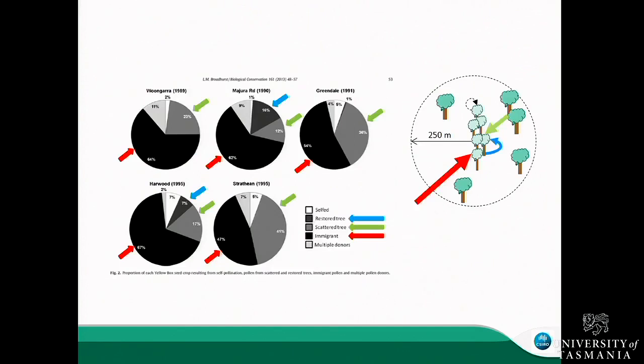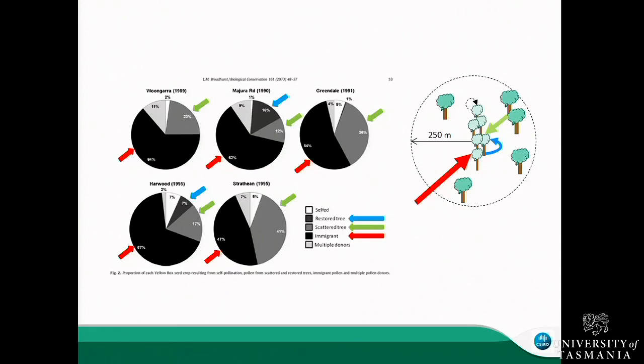The other part was to figure out where the pollen was dispersing. In this little graphic, the size of the arrows indicates where most of the pollen is coming from. And so very little selfing at most of the sites. A fair amount's coming from the scattered trees, which totally blew out my hypothesis. I thought the restored trees would be doing most of the pollinating because they're the dominant number of trees. That's not the case. The scattered trees are doing more pollinating than restored trees are.